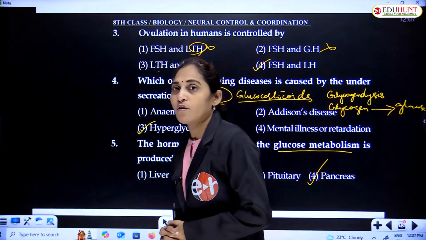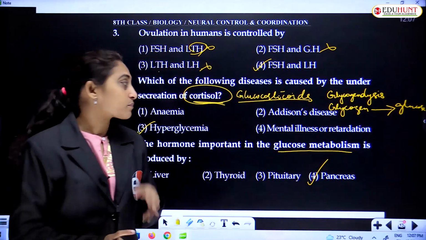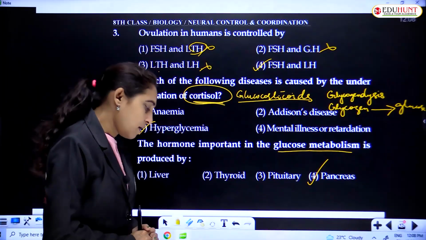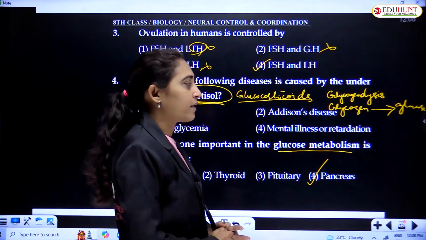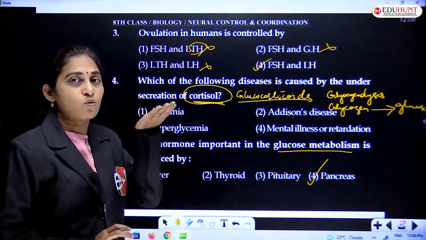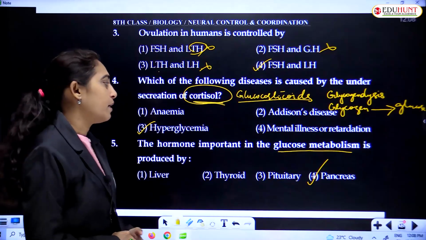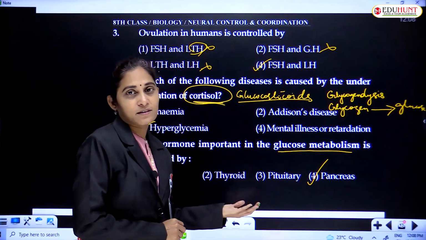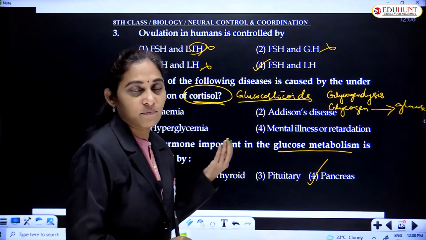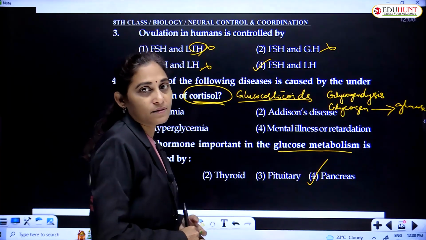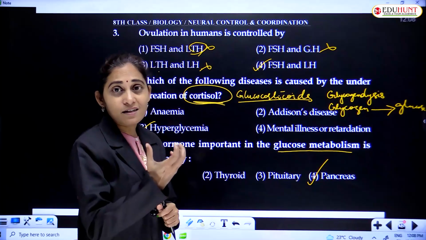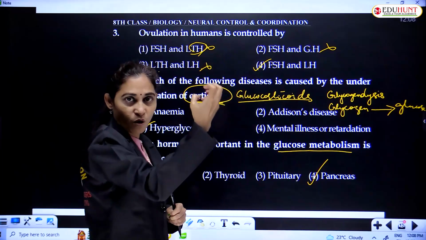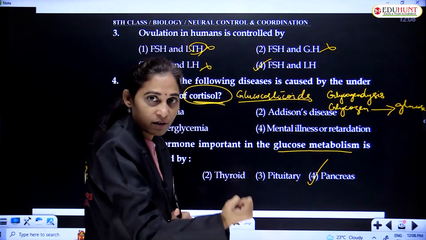Pancreas secretes two different hormones. The first hormone is glucagon, secreted by the alpha cells of islets of Langerhans, responsible for increasing the glucose level in the blood. And the second hormone, insulin, is secreted by the beta cells of the islets of Langerhans of the pancreas. It increases the utilization of glucose. That is why the amount of glucose present in the blood reduces.